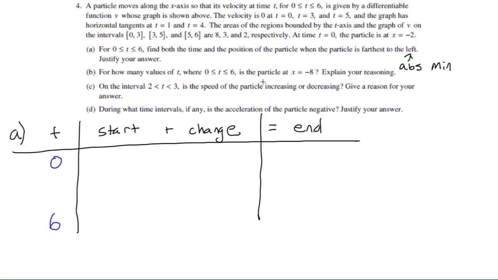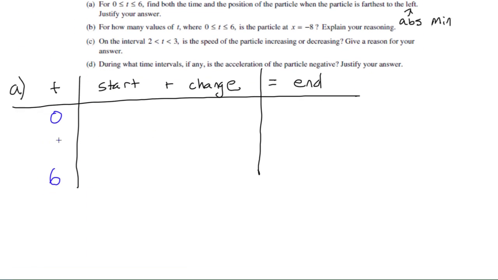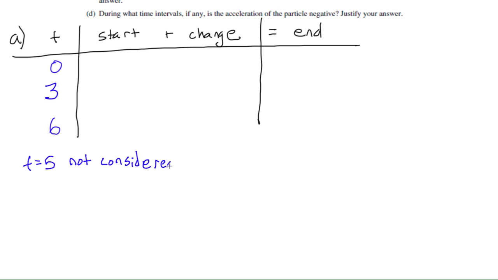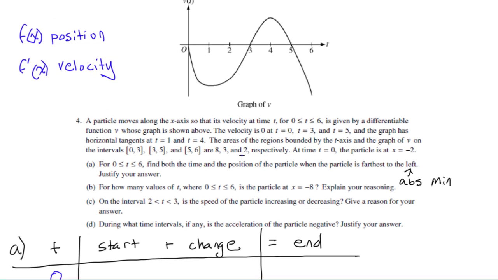Let's write them down. We could just put 3 because we're trying to find the min. We don't need to do 5, so let's write down why we're not doing 5. We're only going to be doing 3. T equals 5, not considered. Why? Because at 5 it goes from positive to negative height, and we're trying to find the min, which is from negative to positive. You can say it goes from a negative to a positive height.